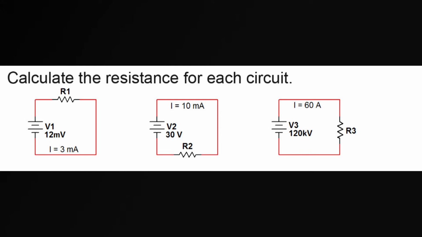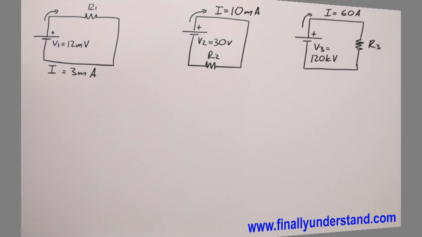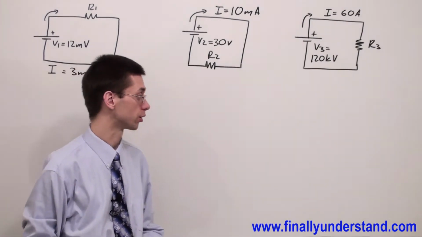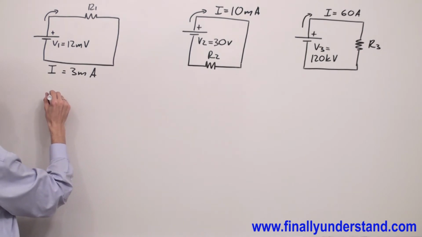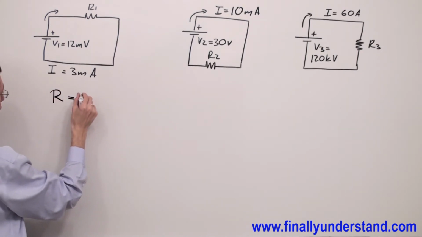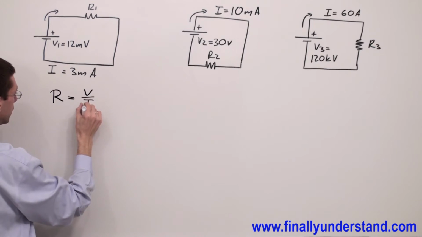Let's take a look at these circuits. This time we're supposed to find the resistance in each circuit. Again, we're going to use Ohm's law, but this time Ohm's law for resistance. Resistance is equal to voltage over current.